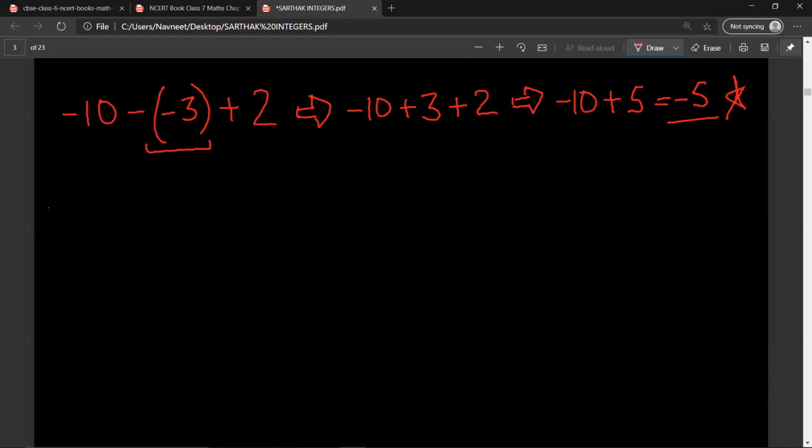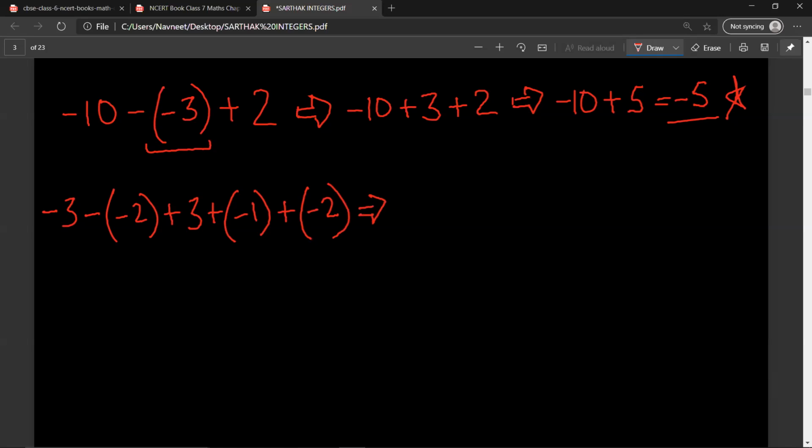Let us take more example. Minus 3 minus 2 plus 3 plus minus 1 plus minus 2. Yeah. Sarthak will do it step by step. So what should I write first?